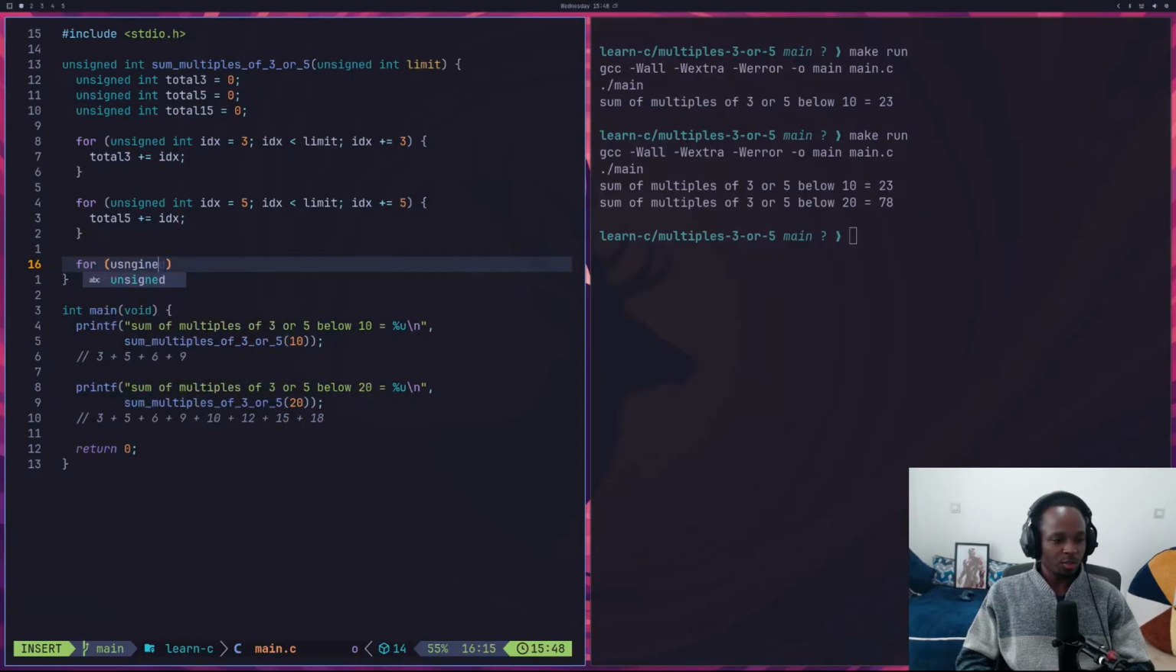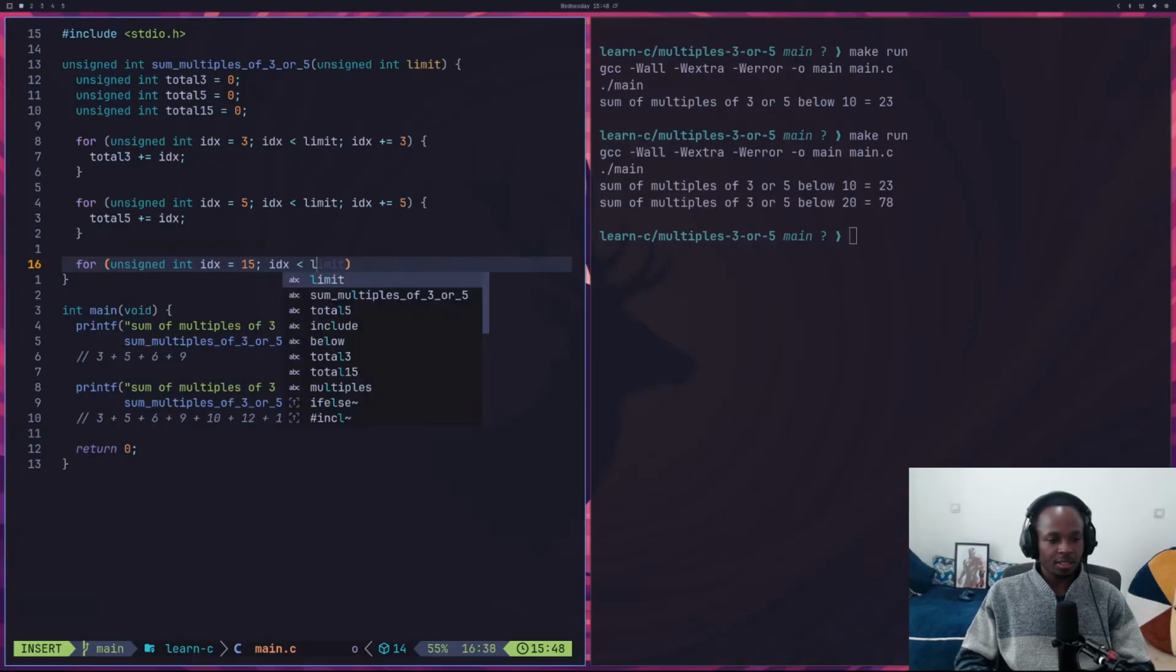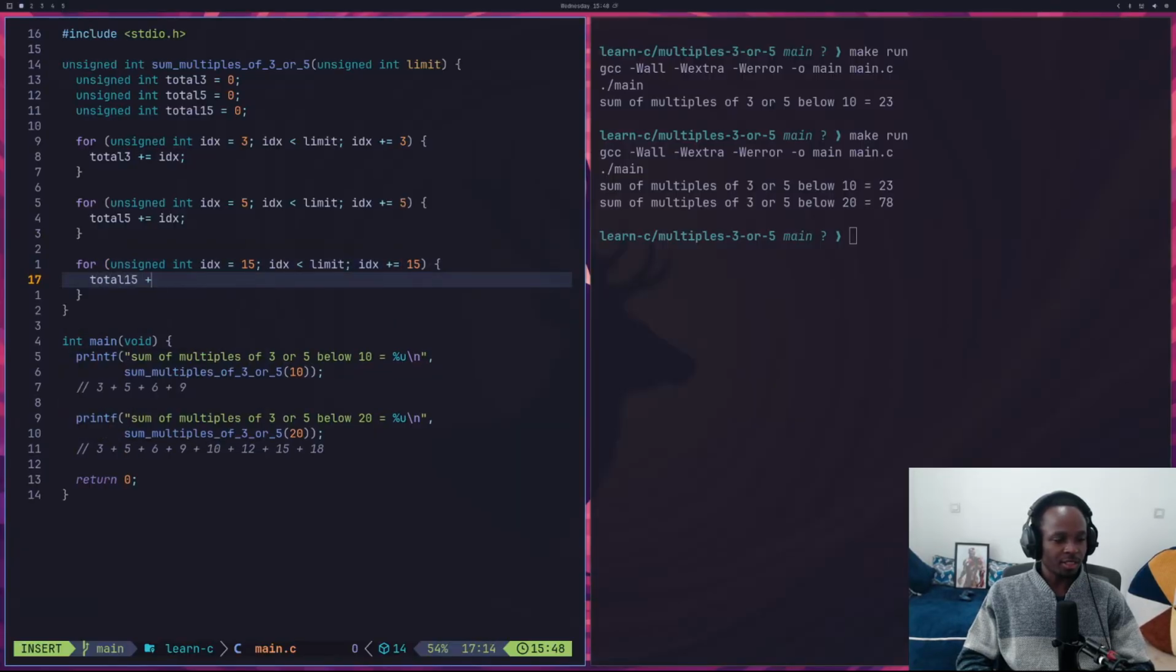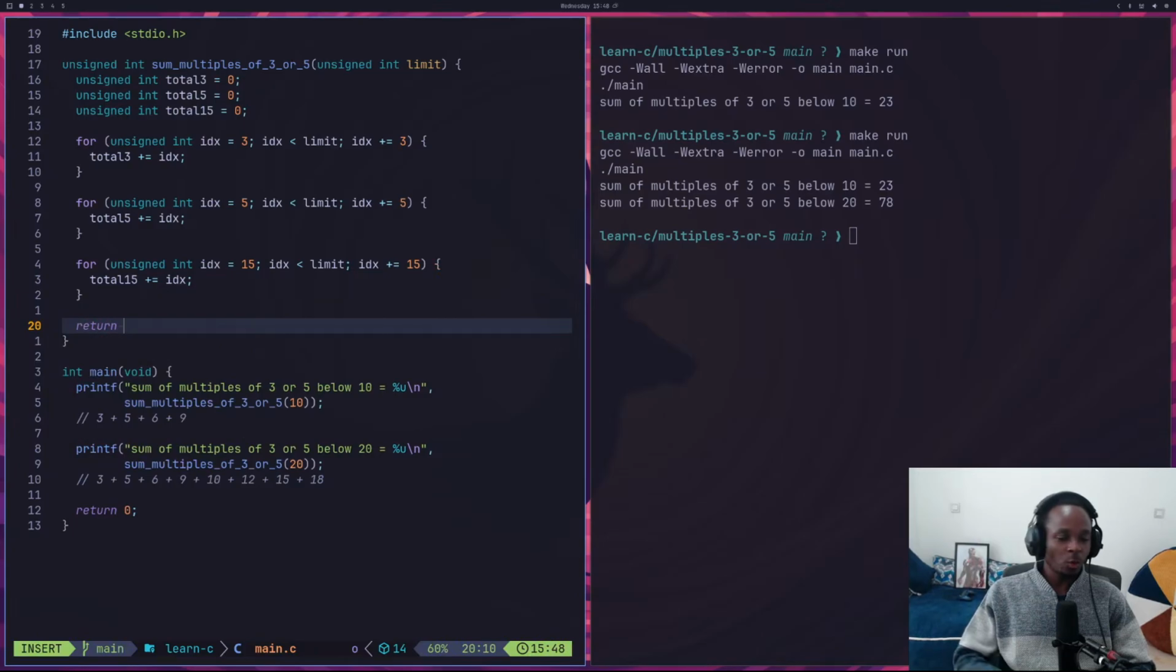And of course, we're going to do the same for the 15. Index 15, strictly less than the limit, then this time we're incrementing by 15, and the total for 15 will be total for 15 plus the index. And what do you want to return? We want to return the total for 3's plus the total for 5's minus the total for 15.